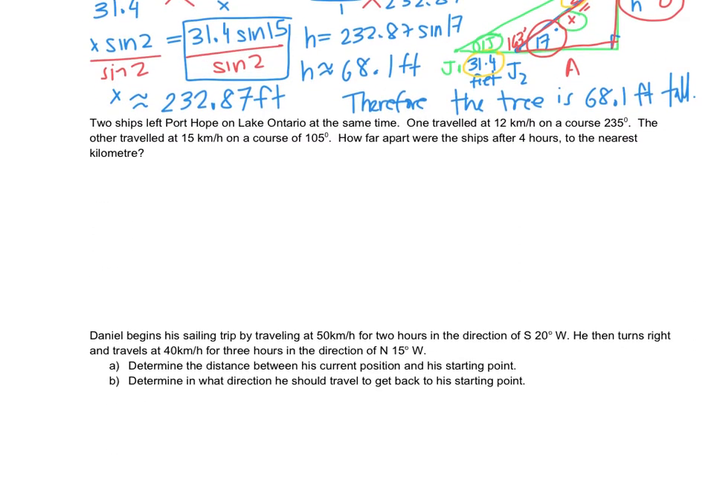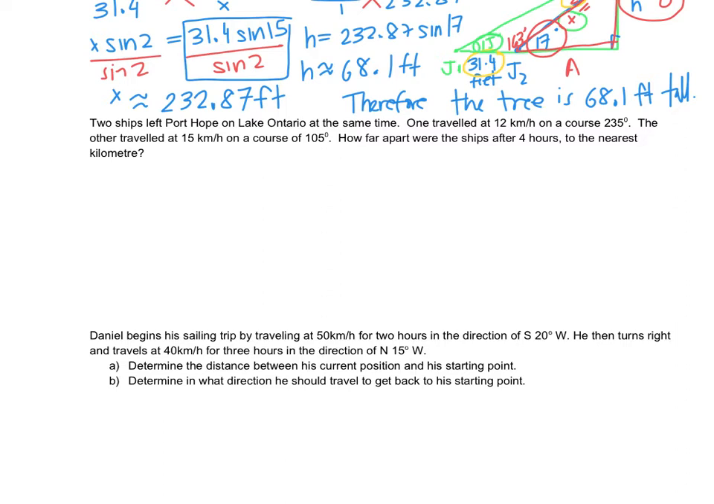2 ships left Port Hope on Lake Ontario at the same time. One traveled at 12 kilometers per hour on a course of 235 degrees. The other traveled at 15 kilometers per hour on a course of 105 degrees. So those 2 angles, those are bearings that we talked about earlier. How far apart were the ships after 4 hours to the nearest kilometer?